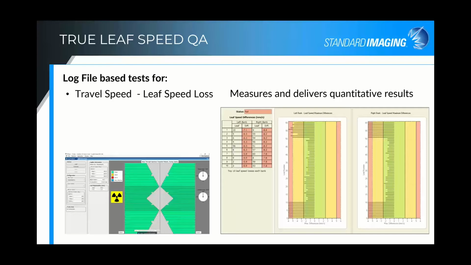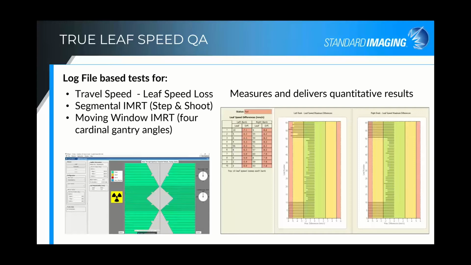So you can see here we do a leaf speed loss. We do not only step and shoot for IMRT, but we also do moving window IMRT as well. And the interesting thing, if you look at this test result here on the right, you'll see that these are showing the left bank and the right bank of the leaves, the MLCs, and you'll see the outer leaves here kind of showing more failure as compared to the center leaves.